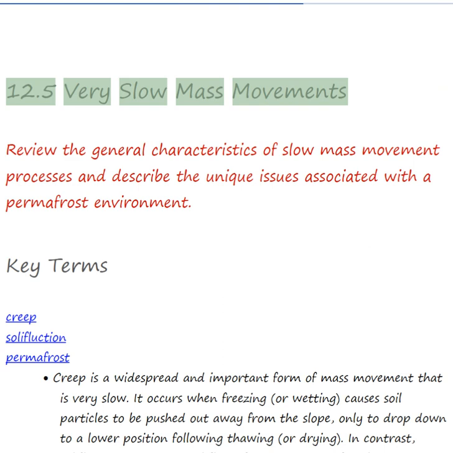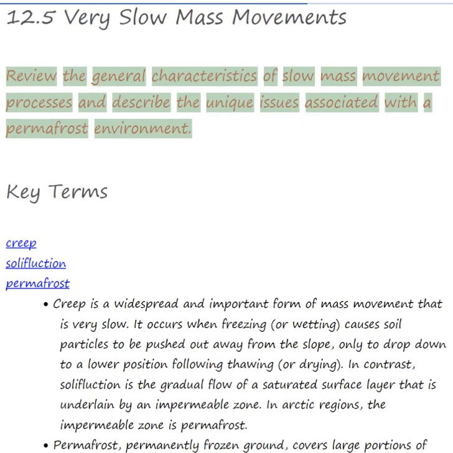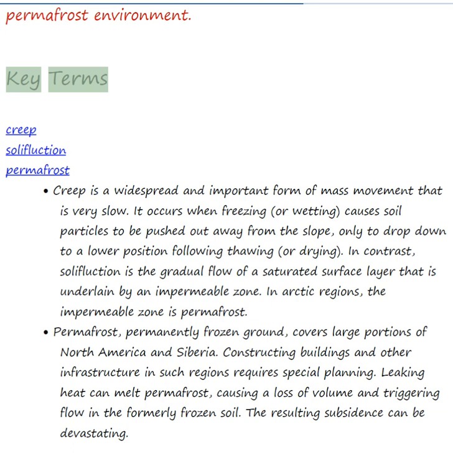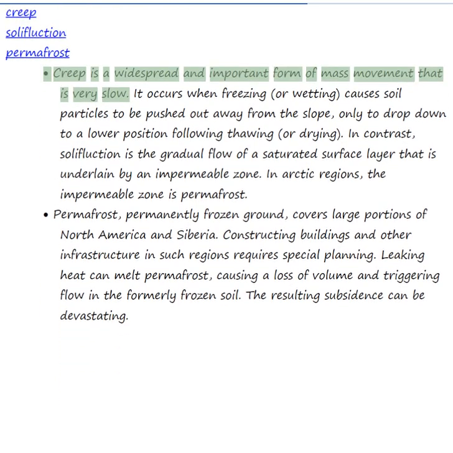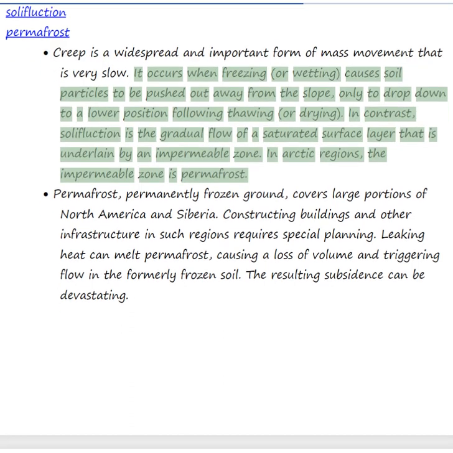12.5 Very slow mass movements. Review the general characteristics of slow mass movement processes and describe the unique issues associated with a permafrost environment. Key terms: creep, solifluction, permafrost. Creep is a widespread and important form of mass movement that is very slow. It occurs when freezing causes soil particles to be pushed out away from the slope, only to drop down to a lower position following thawing.